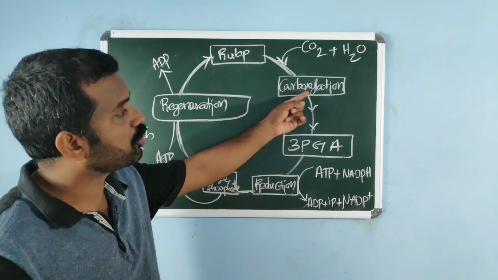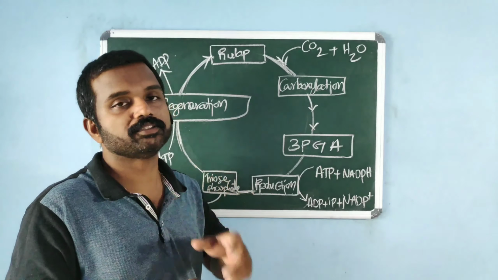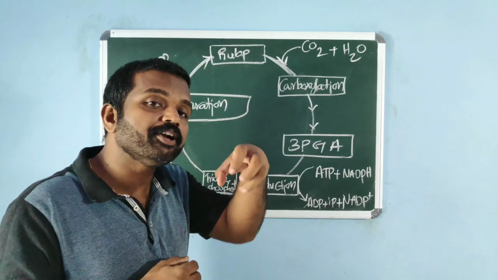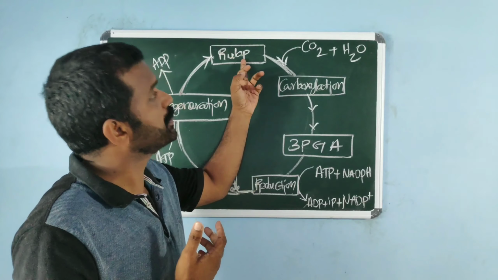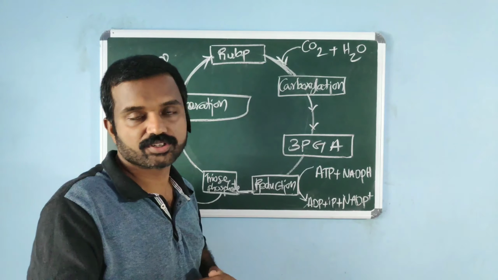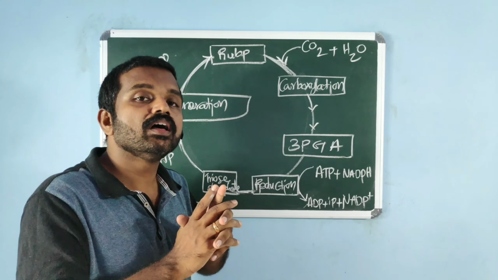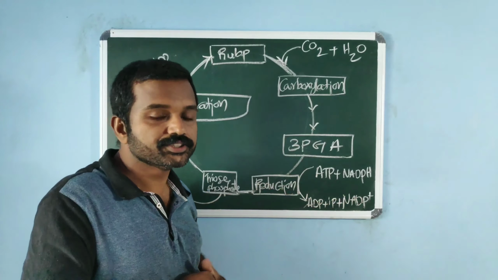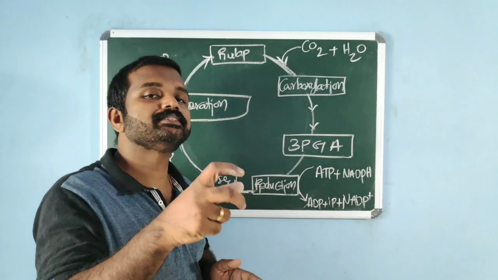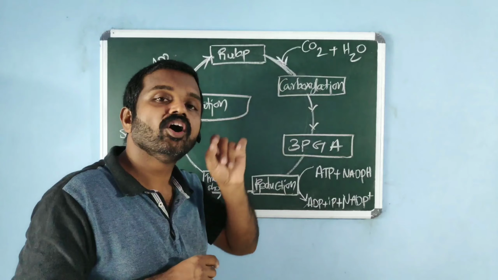Let's see the first step, carboxylation. It is the most crucial step of the C3 pathway or Calvin cycle, where carbon dioxide fixation takes place, or RuBP is carboxylated to form a 3-carbon compound, that is 3-phosphoglyceric acid. And this carboxylation is catalyzed by the enzyme RuBP carboxylase. Since this enzyme has oxygenase activity also, it is better called Rubisco, that is RuBP carboxylase oxygenase.